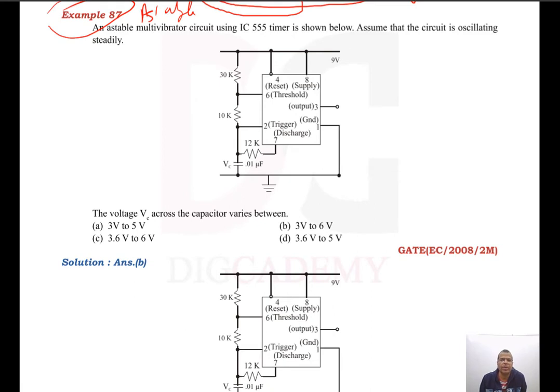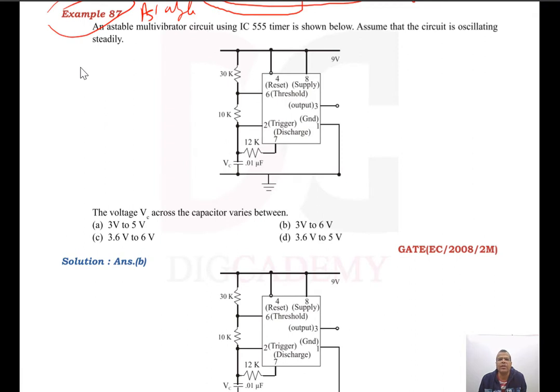Now let us see an example based on the astable multivibrator using 555 timer. The first question: an astable multivibrator circuit using IC 555 timer is shown below. Assume the circuit is oscillating steadily. The voltage across the capacitor varies between which values? This is a simple circuit based on 555 timer, and we know the voltage across the capacitor varies between VCC by 3 and 2 VCC by 3.